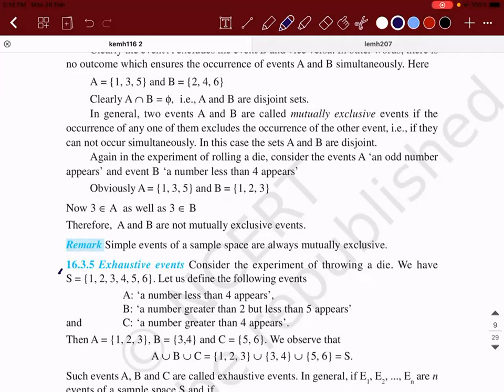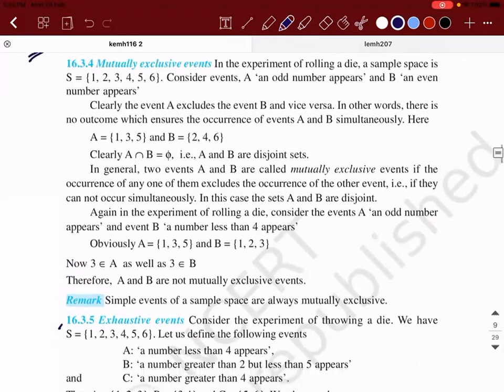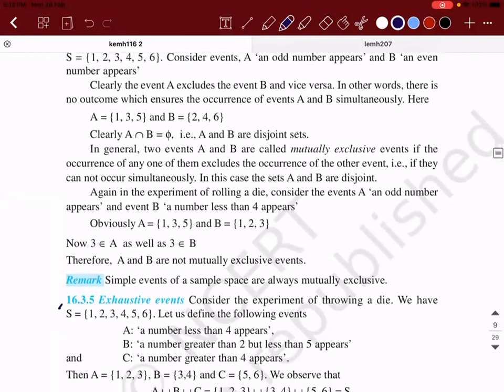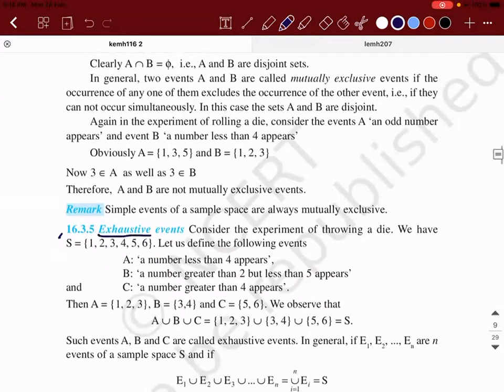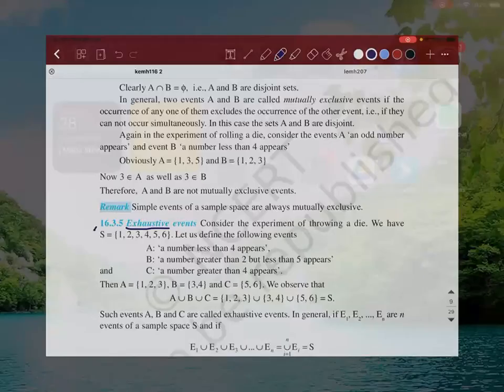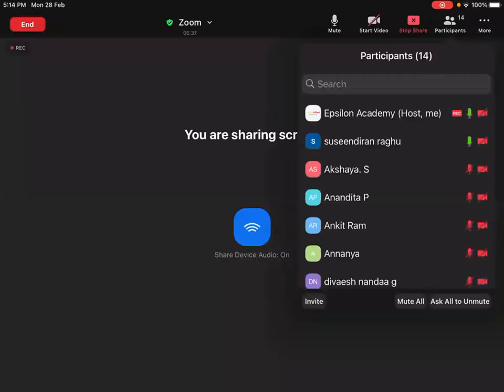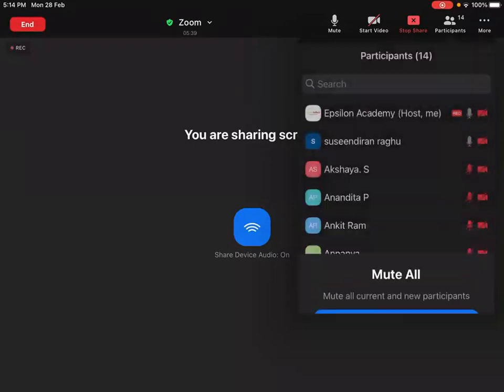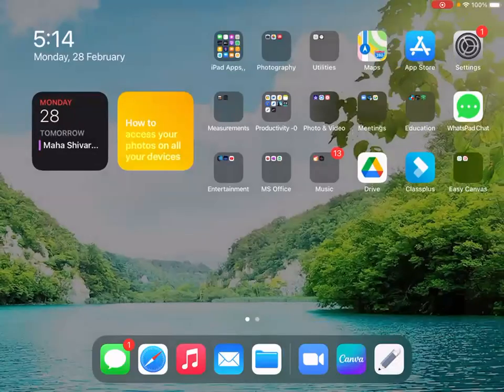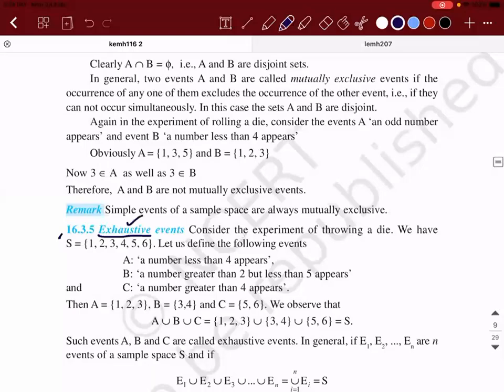Then there is a wrong understanding. Exhaustive is not the counterpart of mutually exclusive. Exhaustive means you're exhausting something. If you think otherwise, then you have a wrong understanding. Exhaustive means you have utilized all the events from the sample space.